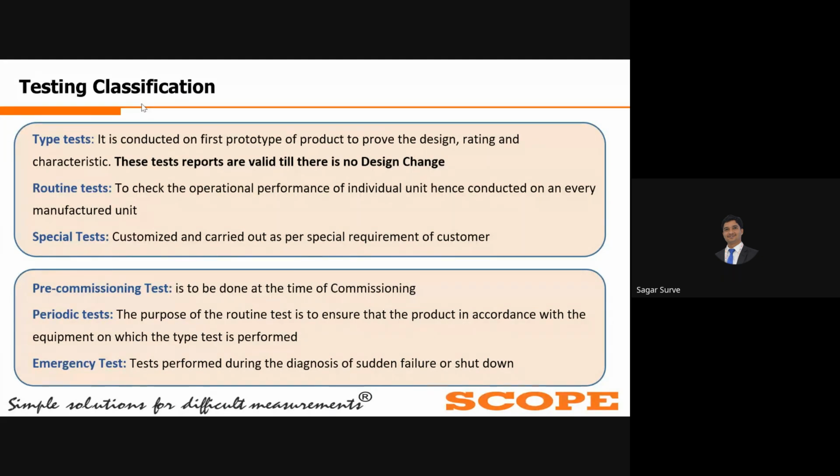And the routine tests are the factory tests which are conducted on each and every individual unit, to check its performance so that it is in line with the first prototype that was tested. For that we conduct the routine test inside the factory during the manufacturing process or during the quality checks of the transformer. And the special tests are customized, carried out as per the special requirement of the customer.